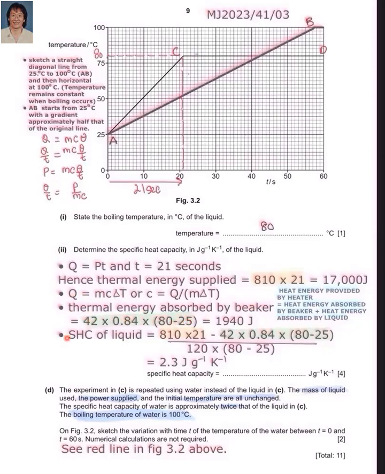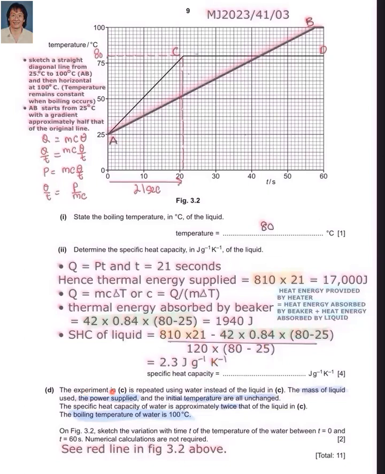So from here, we can calculate the specific heat capacity of the liquid, which is the heat energy provided by the heater minus the heat energy absorbed by the beaker, divided by 120 times 80 minus 25. 120 is the mass of the liquid. 80 minus 25 is the temperature change. This will give you an answer of 2.3 joule per gram per Kelvin.